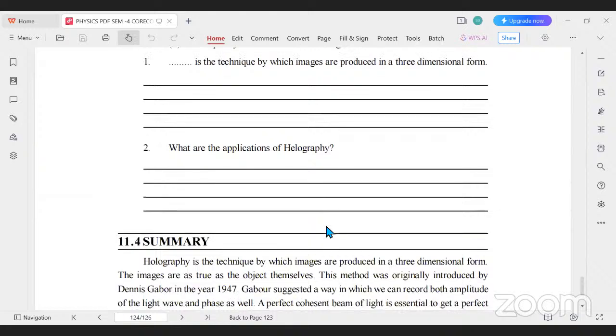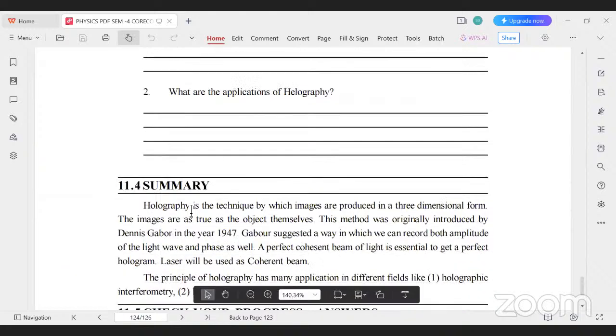This is the complete information about holography. Holography is a technique by which images are produced in three-dimensional form. The images are as true as the objects themselves. This method was originally introduced by Dennis Gabor in the year 1947. It is a way in which we can record both the amplitude of the light wave and the phase as well. A perfect coherent beam of light is necessary to get a perfect hologram. Laser is used as the coherent beam.